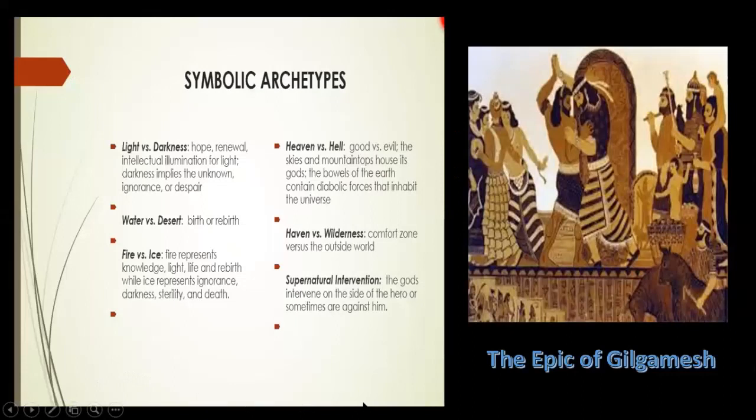Okay, first, let's talk about symbolic archetypes, all right? Some of the symbolic archetypes which are very common, first is light versus darkness. And when you say light versus darkness, this is the positive and the negative overlapping and fighting each other. And they both have reasons when it comes to myths. For light, there is the hope, the renewal, the intellectual illumination. And for darkness, there's the unknown, uncertainty, the ignorance, and despair.